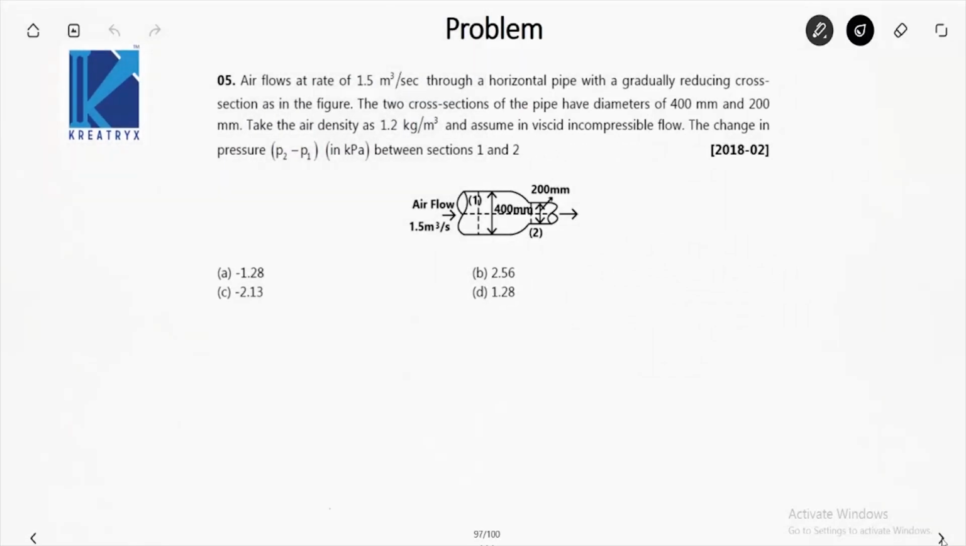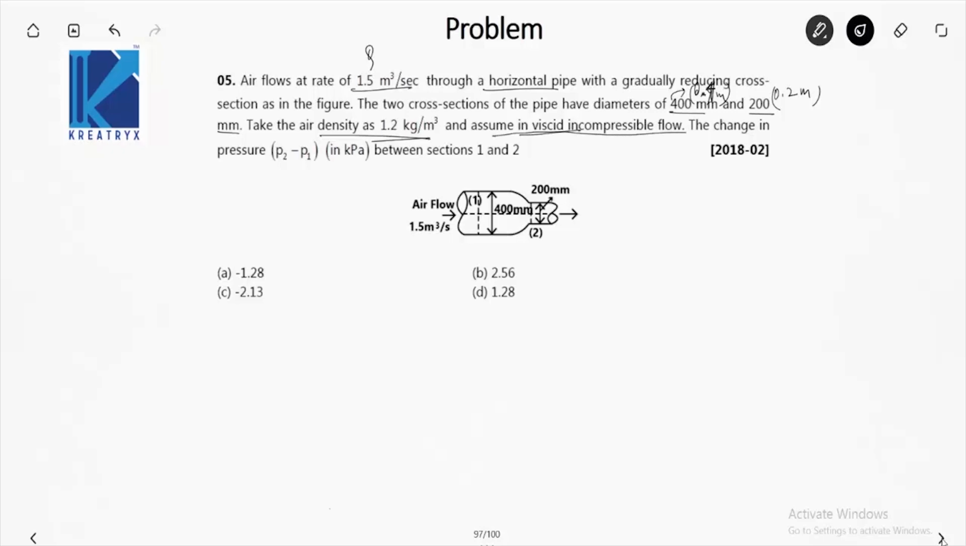Air flows at a rate of 1.5 meter cube per second. This is Q, the flow rate given, through a horizontal pipe with a gradually reducing cross section as in the figure. The two cross sections of the pipe have diameters 400 mm, that is 0.4 meter, and 200 mm, that is 0.2 meter. Take the air density as 1.2 kilogram per meter cube. The density of air is also given, and assume it is inviscid incompressible flow.